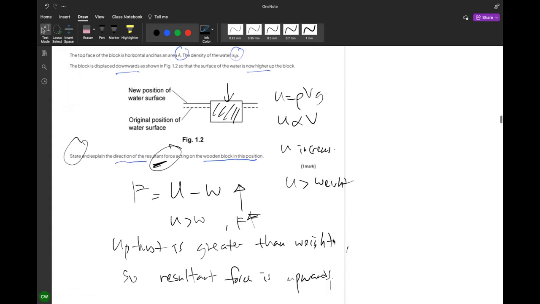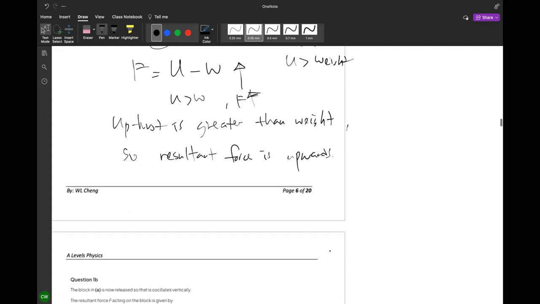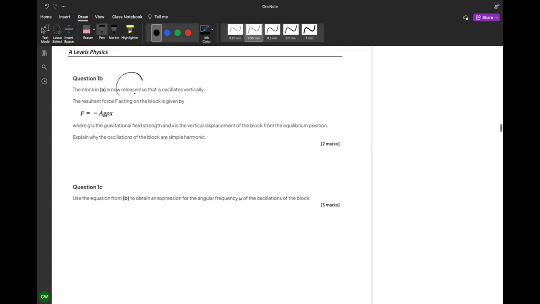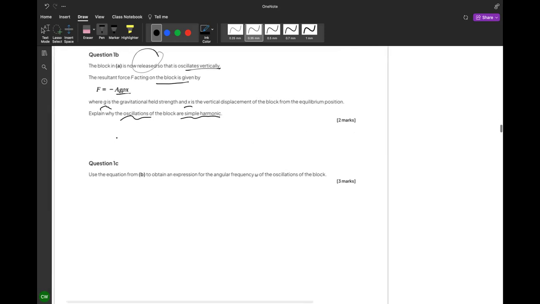Any question? No question. Okay, the block is now released so that it oscillates vertically, and the resultant force is given by this. g is the gravity, s is displacement. Explain why the oscillation is a simple harmonic motion. So to explain simple harmonic motion, you have to prove that F is directly proportional to negative s.